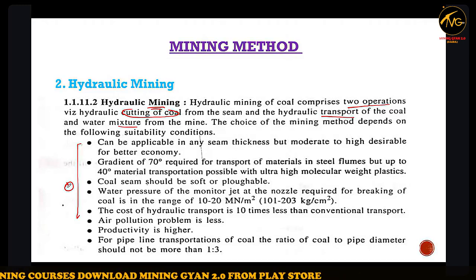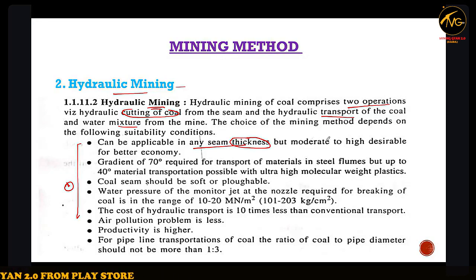So in this, why do we do hydraulic mining? Hydraulic mining, we can do for any thickness of seam, but we prefer moderate and high thickness. Why? If the coal seam is small, it will not be cost effective. So we will consider the more width or length of the coal seam.